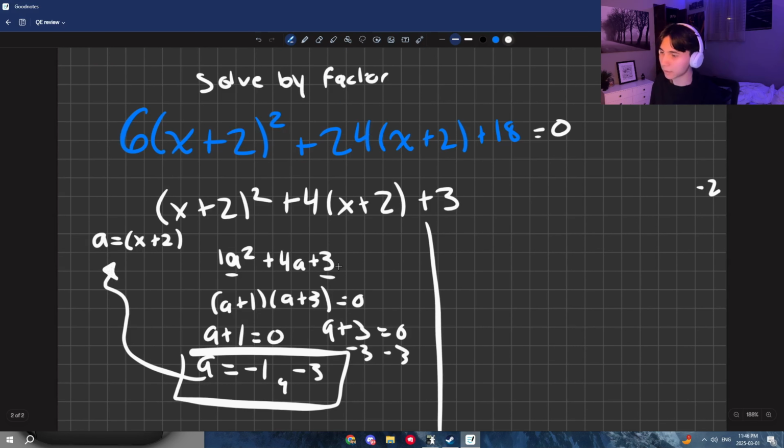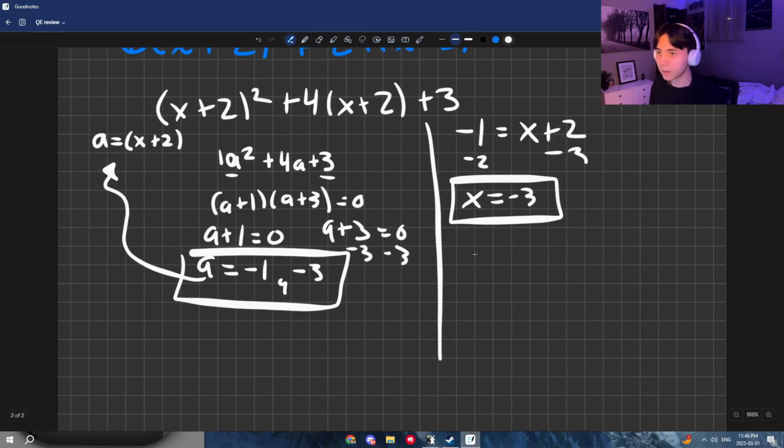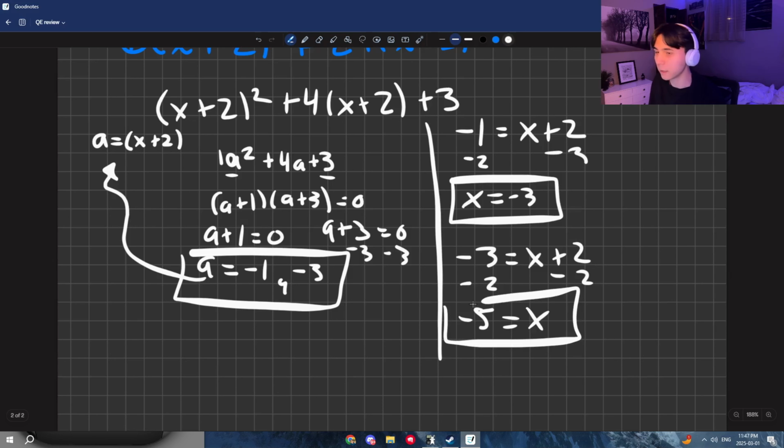Remember that we set a equal to x + 2. Now that we actually found what a is equal to, we can just plug it back in. So we have -1 = x + 2, and we subtract 2, and we get x = -3 as one of our solutions. And our other solution should be -3 = x + 2, and we subtract 2 from both sides. We get -5 = x. So we should have -5 and -3 as our final solutions here. And that is how you solve this by factoring.